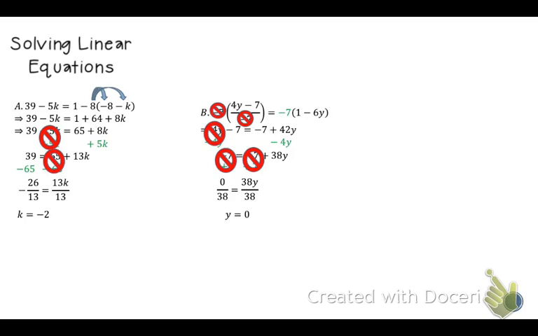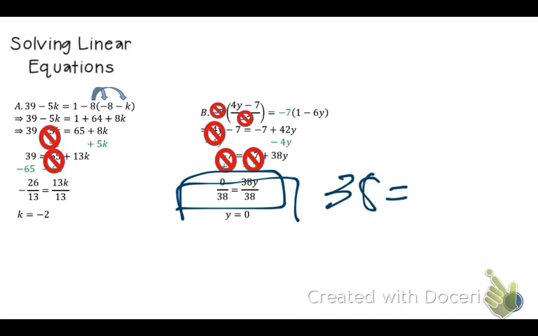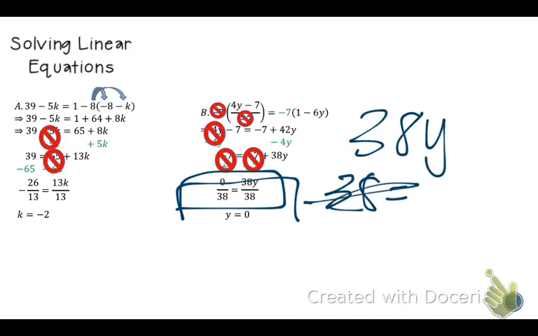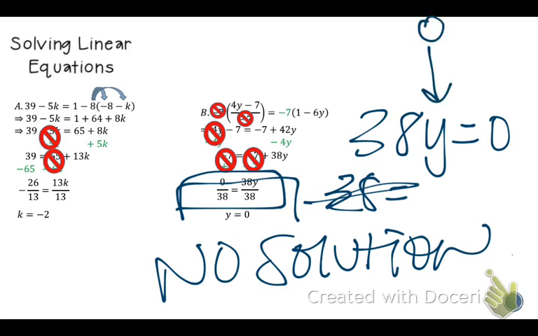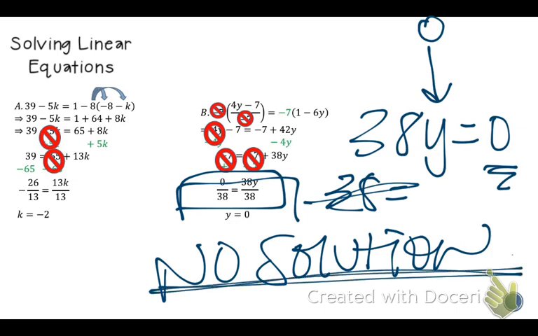This is a common mistake right here. So a lot of people get to the point where it'll say 38y equals 0. And then they're just like, oh, it's no solution. There's no way that that will ever equal 0. But there is a way. If you plug in 0 right here, 38 times 0 is 0. Okay, so when you see this, just know that the answer is 0. It is not no solution. It is 0. Okay?